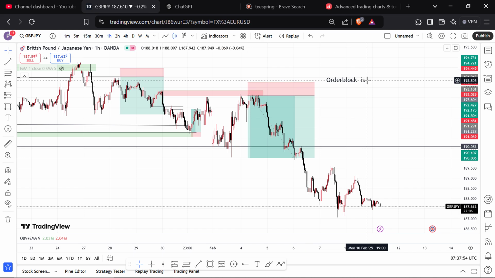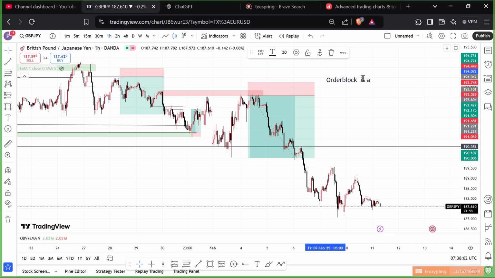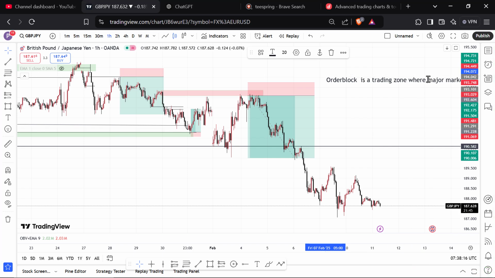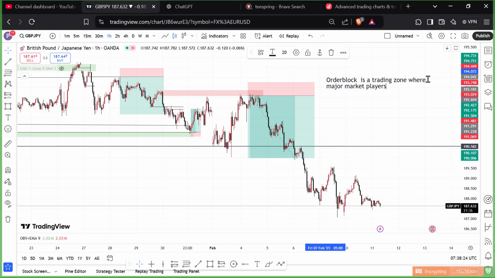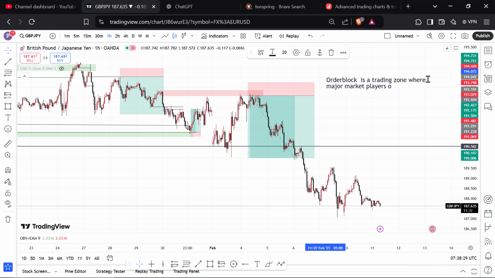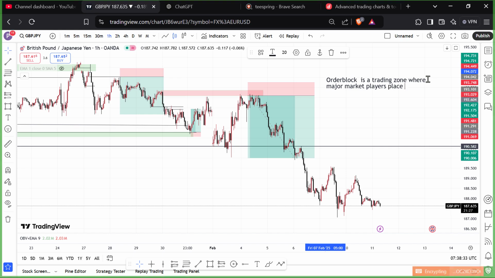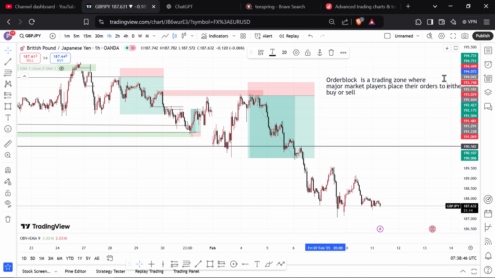An order block is a zone where major market players place their orders. Let me write it out. An order block is a trading zone where major market players, or institutional investors, place their orders to either buy or sell. So this is the meaning of an order block: a trading zone where major market players place their orders to either buy or sell.